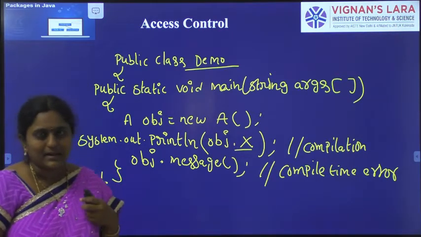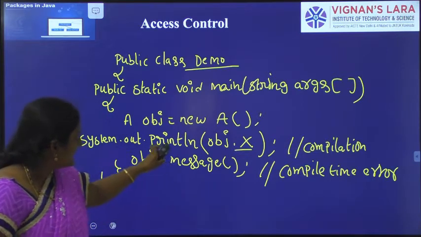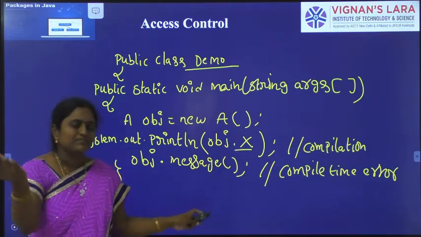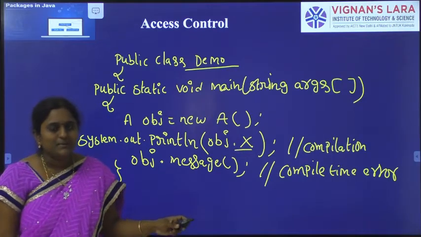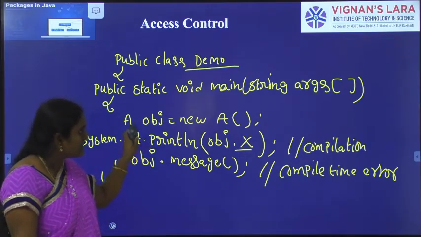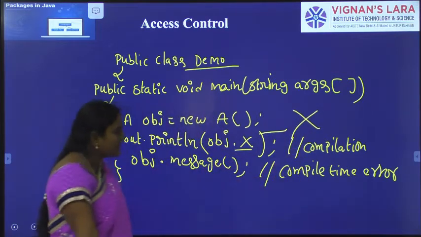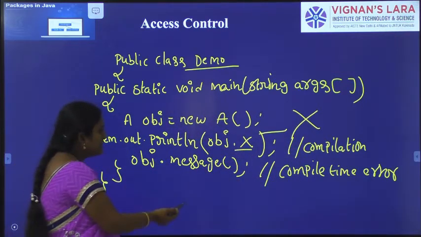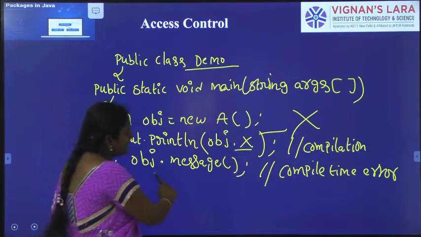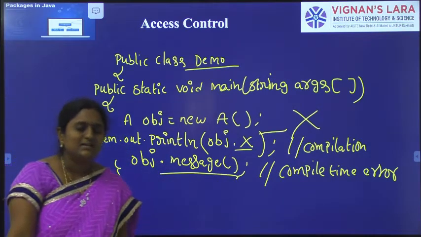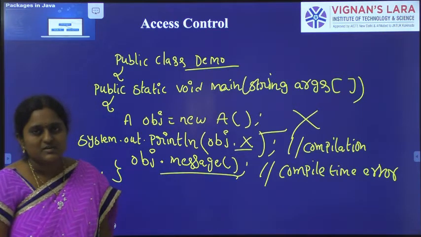It is a compile time error because the x data member is private. Private means only within the class; outside the class we can't access it. In this statement it leads to an error at the time of compilation. Likewise, when we call the method name with the help of the object reference, message is a method with the private access specifier.